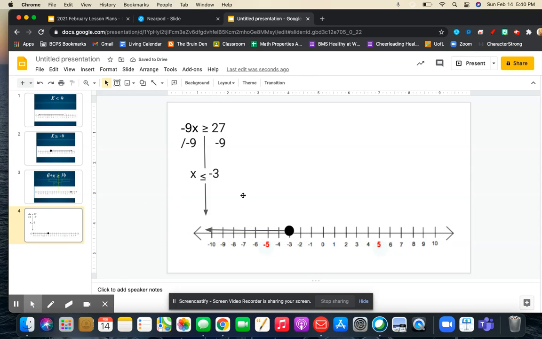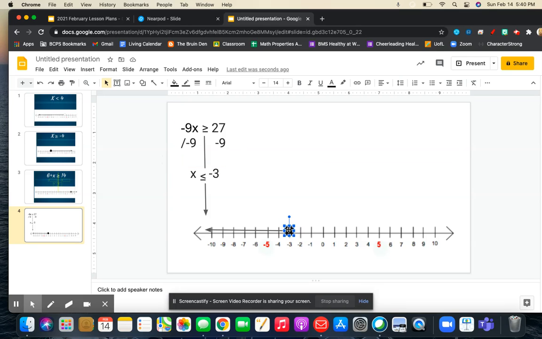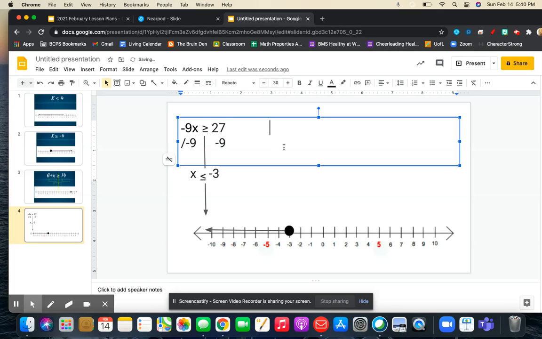All right, so the reason that inequality needs to flip around is part of that check step. So remember when we talked about one-step equations, we can always check our work to see if it is true. So this number line shows us what our possible answers are. We know negative 3 is a possible solution. We know that negative 4 all the way up till negative 10 is a solution. So what if I plugged in negative 5 as a solution here? So if I had negative 9 times negative 5 is greater than or equal to 27, negative 9 times negative 5 gives us positive 45.